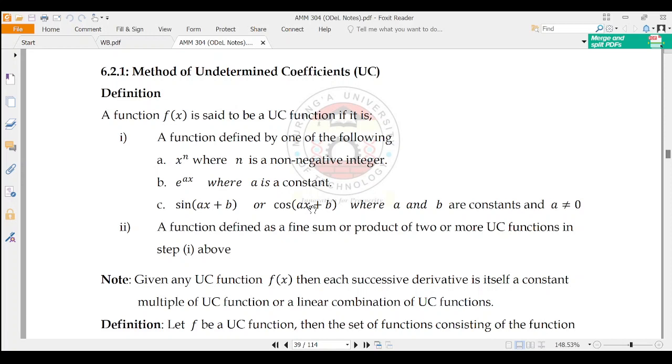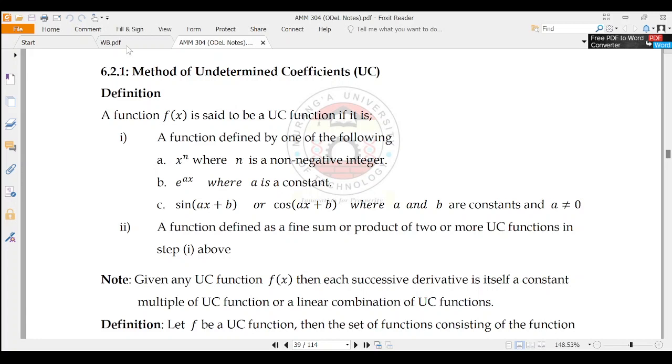A function which is defined as a sum or a product of two or more UC functions is also a UC function. It is important to note that whenever you are given a UC function, the derivative of that function will also be a UC function or a constant multiple of a UC function.